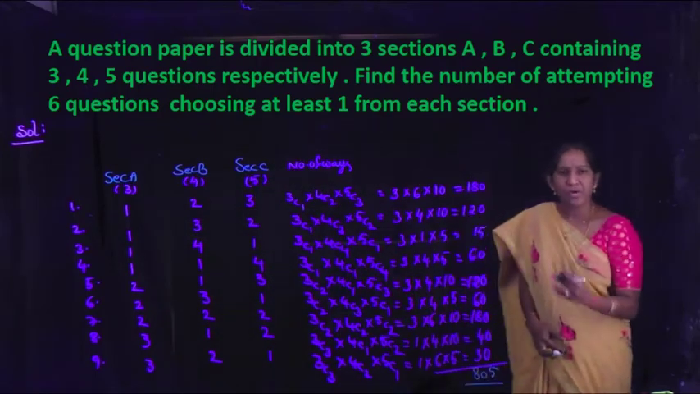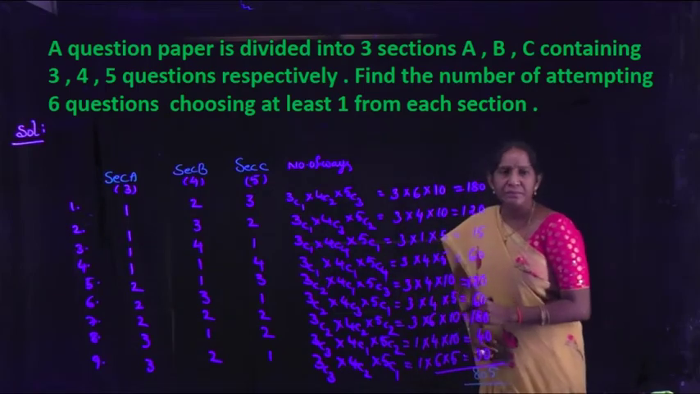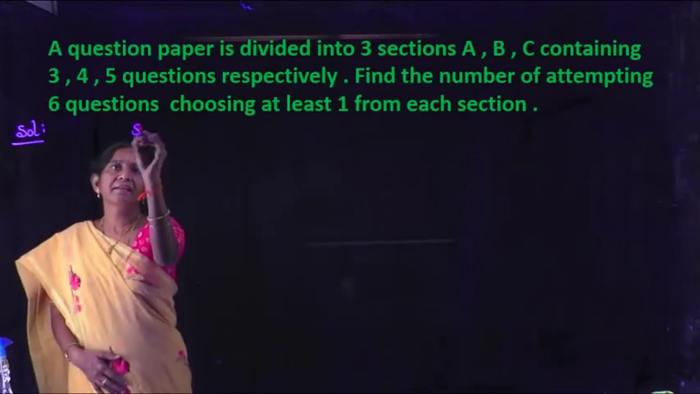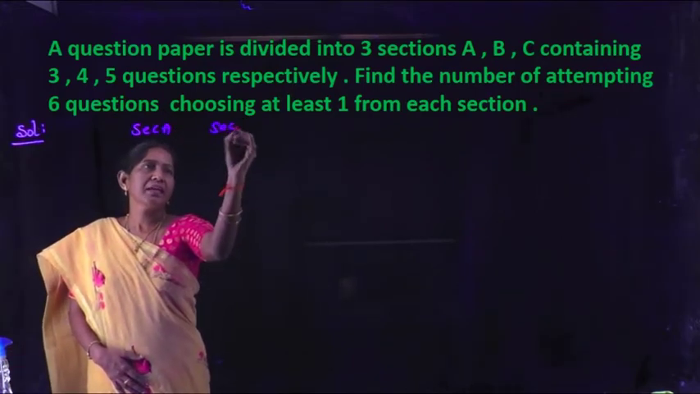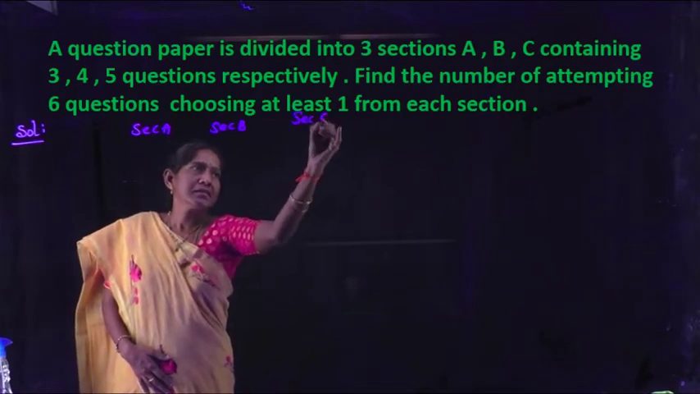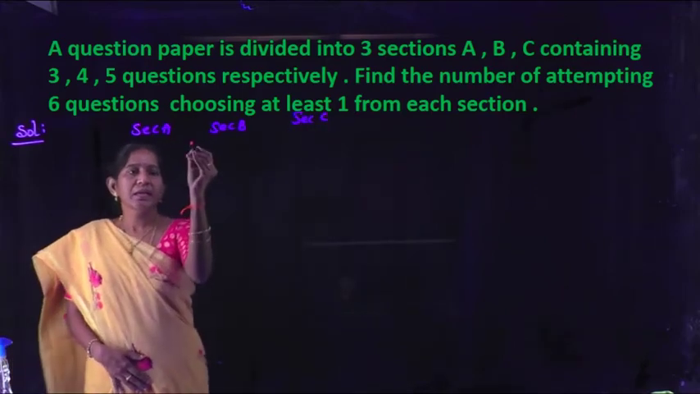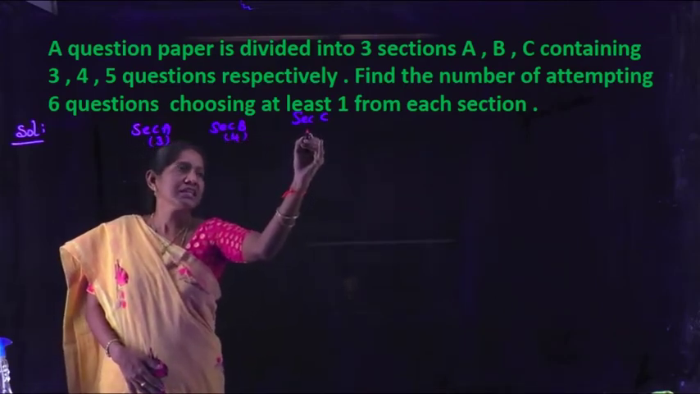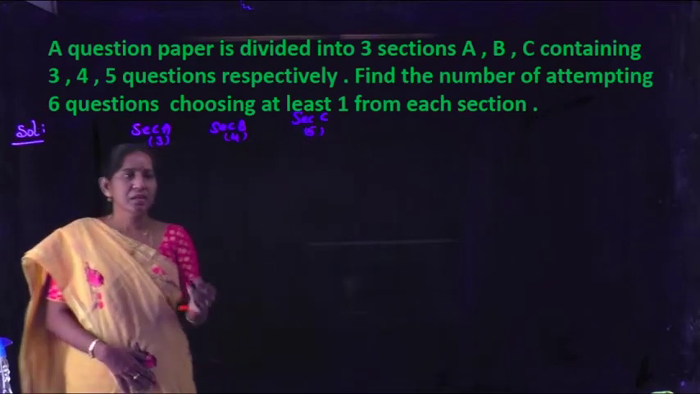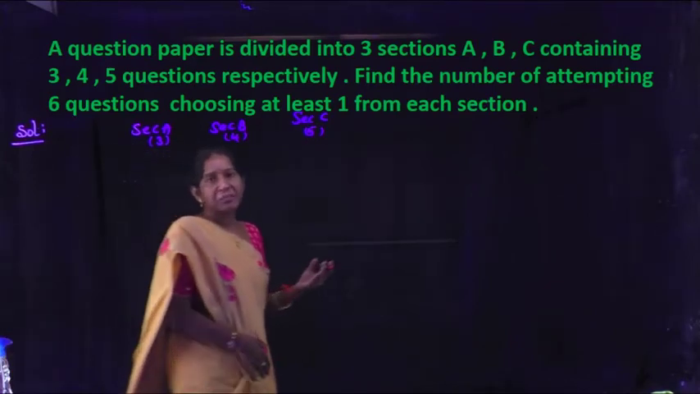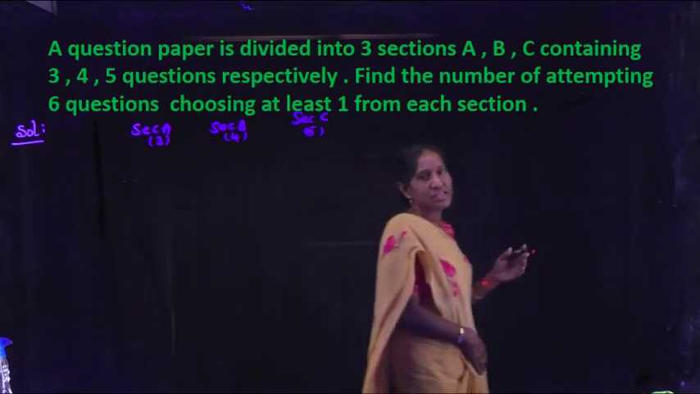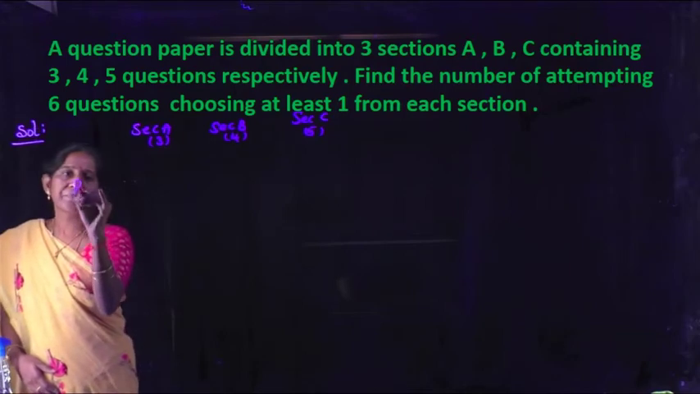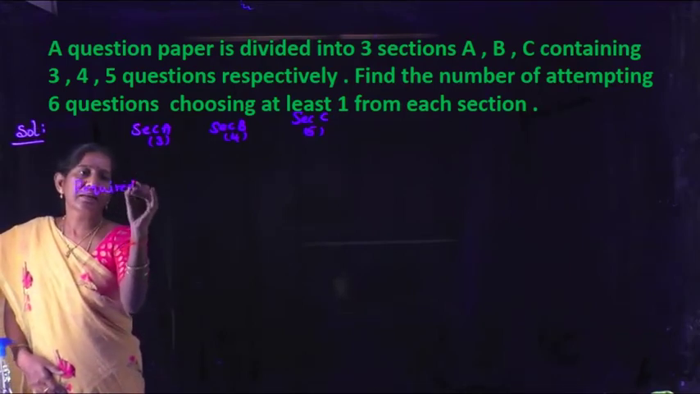And one more process is there to do this problem. See, the question paper contains section A, section B and section C. 3 sections are there. In section A, 3 questions, in section B 4 questions and section C contains 5 questions. Number of attempts is 6 questions, choosing at least one from each section. So the required number of ways.